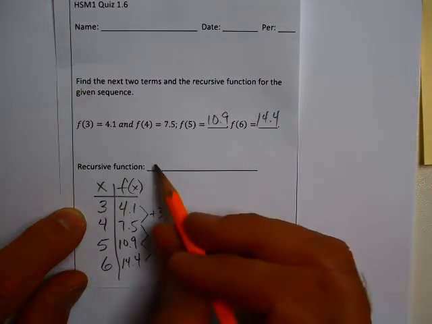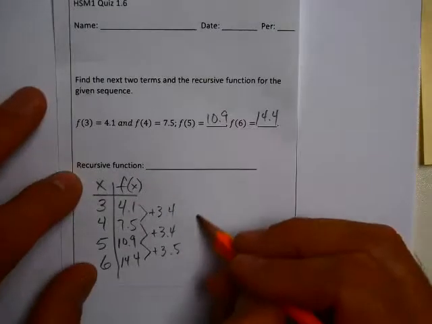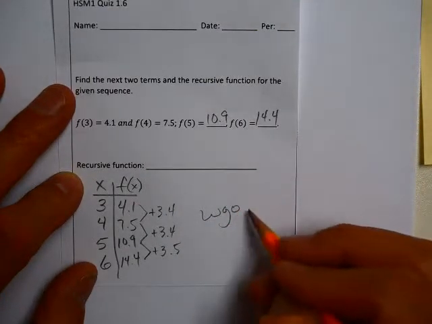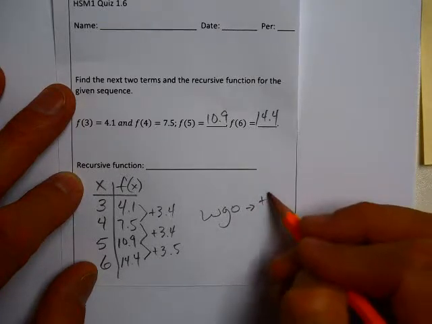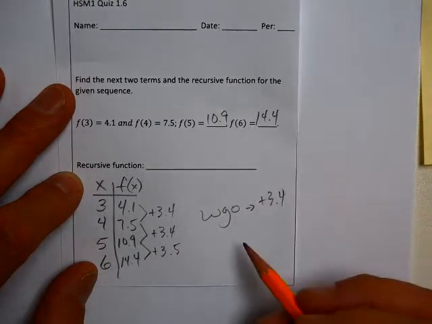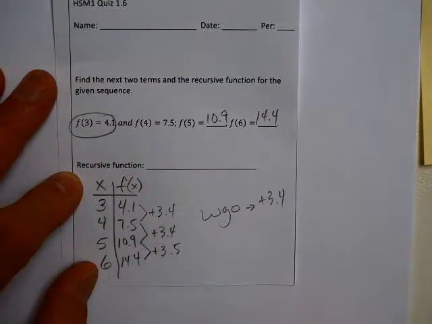Now, the recursive function, we've seen that before. I've got to identify what's going on. And in that case, what's going on is we're adding 3.4. And this is our starting point. It doesn't start at 1 or 0 this time. It's the first one we've got.